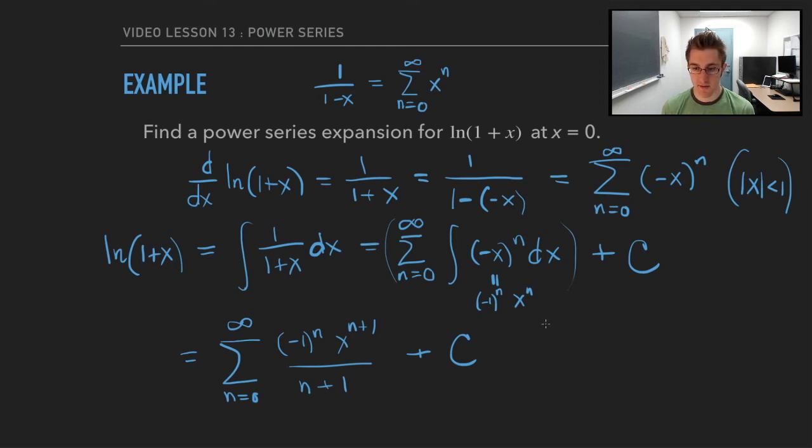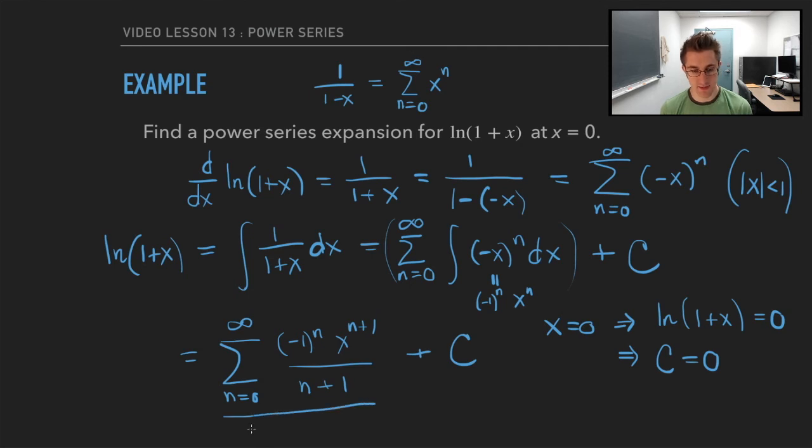Finally, to find c, we can plug in a number for x and figure out what we should get. So if I take x equal to 0, then this entire thing is 0, and the natural log of 1 plus x is also equal to 0 because it's the natural log of 1. And so if I plug in 0 on this side and in here, and I got 0 here and 0 here, this tells me that c has to be 0. Okay, so in other words, the power series expansion for the natural log of 1 plus x is just this. Okay, and c is 0.